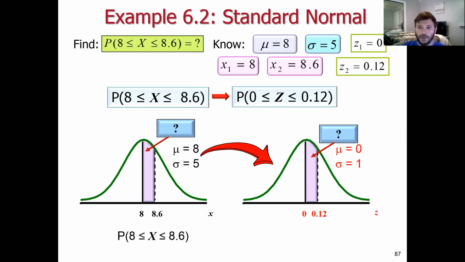So we're really asking the following question now. What is the probability z is between 0 and 0.12? So take a moment. You should be able to go to your standard normal table and recognize that the table value for a z-score of 0.12 will correspond to the area of that pink region in the right diagram.